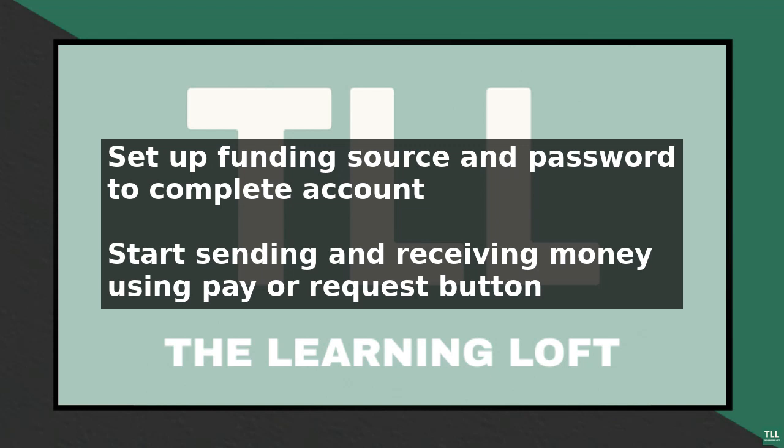To send money, tap on the Pay or Request button at the bottom of the screen. Enter the amount you want to send and the recipient's name or phone number. You can also add a note to the payment, which is a great way to keep track of what the payment is for. To receive money, simply give the sender your Venmo username or phone number.